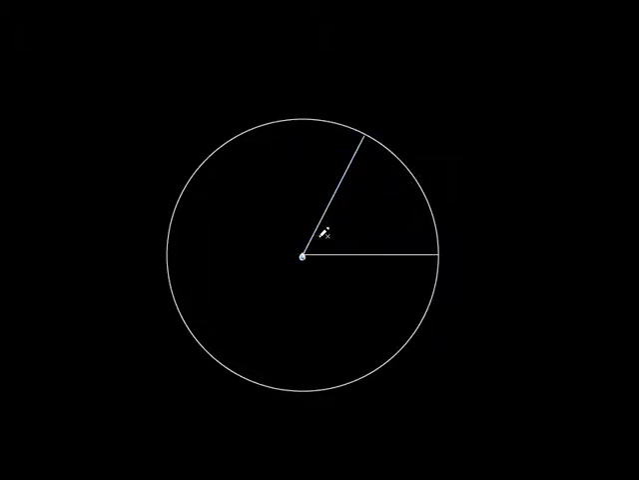Look at this. Let's say this angle right here is, I don't know, 37 degrees. Do you see this angle right here? It's formed by these two radii, correct? Let's say the radius is, I don't know, 8. I'm just making up a number, okay?